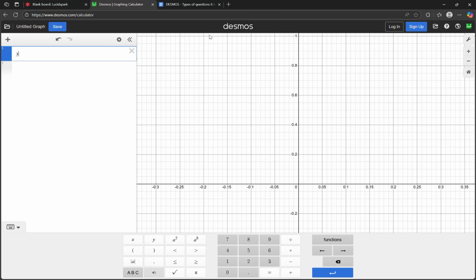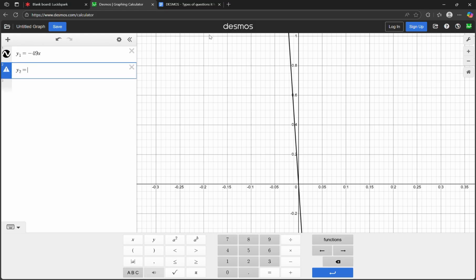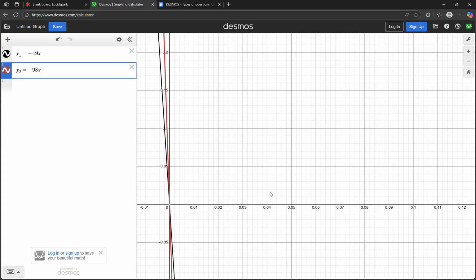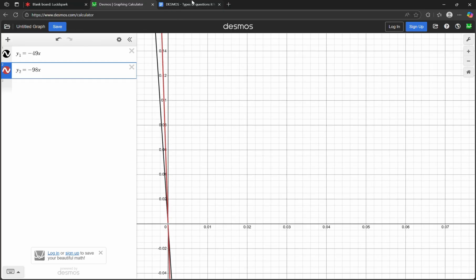I would argue that this question is probably the easiest one you can use Desmos for. We're going to go into Desmos and do y1 is equal to negative 49x, and then y2 is equal to negative 98x. The question asks for how many solutions, so we're going to find the point of intersection for these two. I'm going to have to zoom in, and it's 0, 0. That's going to be one solution.